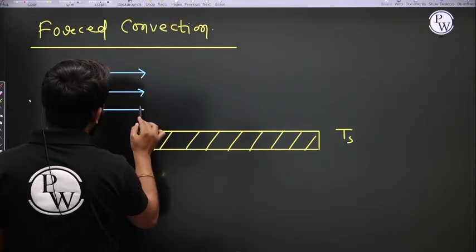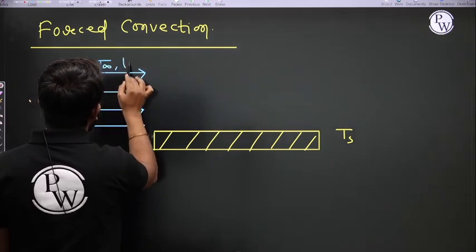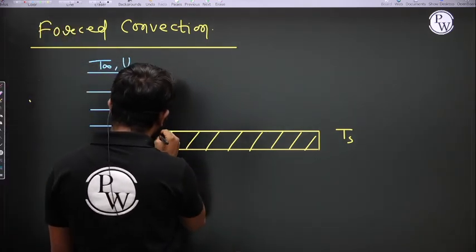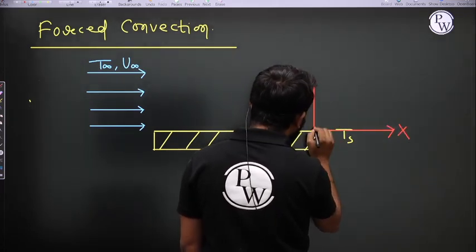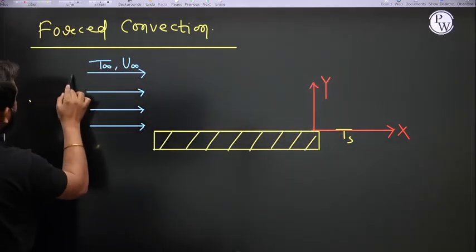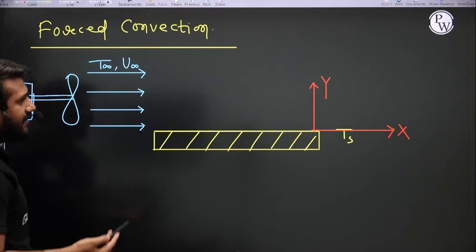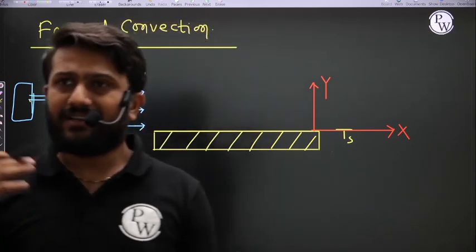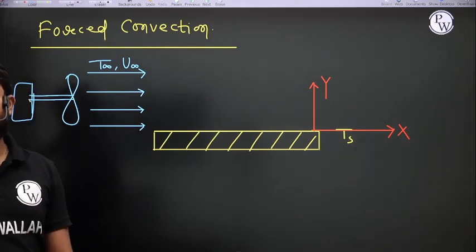Let's see, this fluid is in motion. The temperature is T infinity, velocity is U infinity, right? Now if you see the coordinate system, this is the x-axis along the plate, and perpendicular to the plate, that is the y-axis, right? And there is an external agent. That external agent may be a fan, a blower, or a pump. But there is an external agent, and because of it, the fluid has a velocity U infinity. Is it fine?